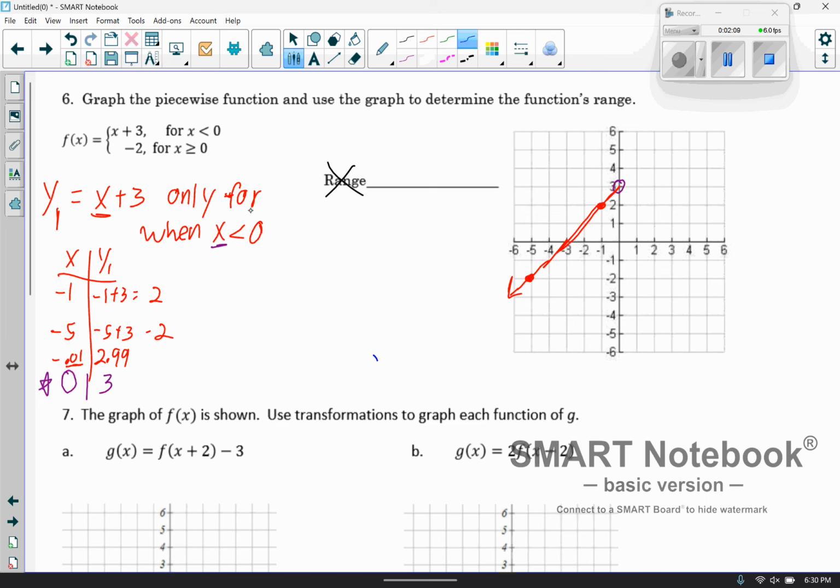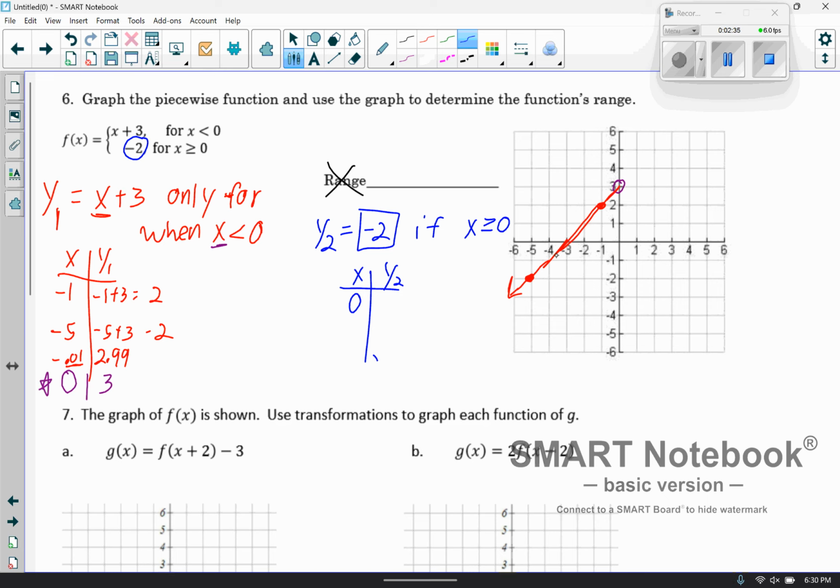And then the second piece is defined right here, where my y value, we'll call it y2, will equal -2 if x is greater than or equal to 0. Now this time, 0 is going to work. 0 is part of my solution set. So I'll go ahead and plug in 0. Now what's going on here is this is actually a constant function. Y just stays at -2. It's going to stay flat. It's not going to be a tilted line like I have here.